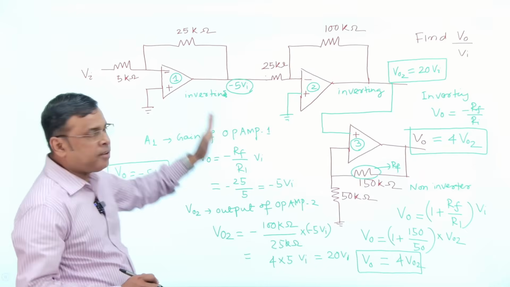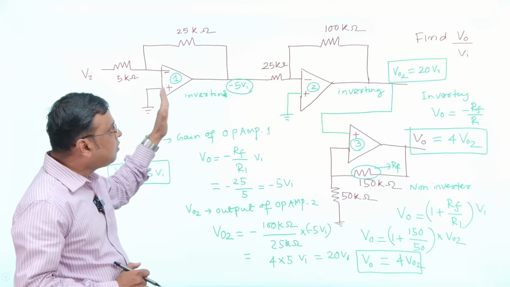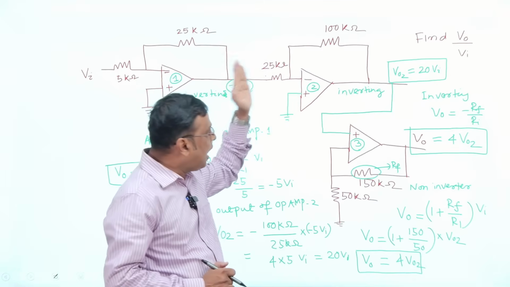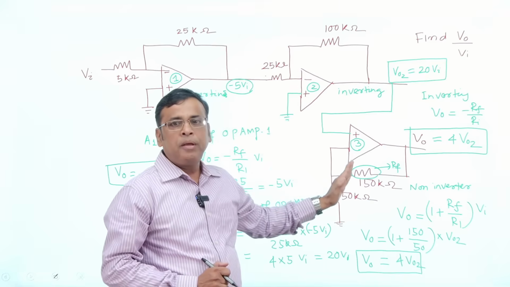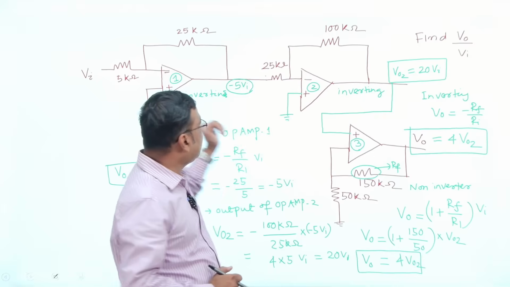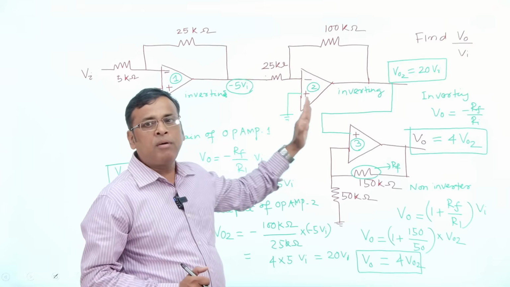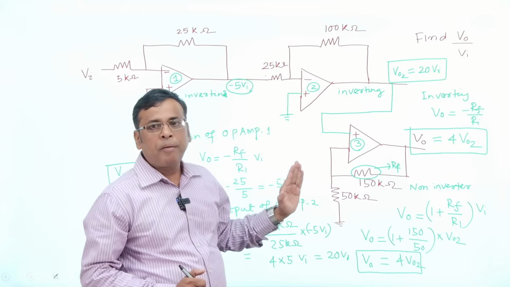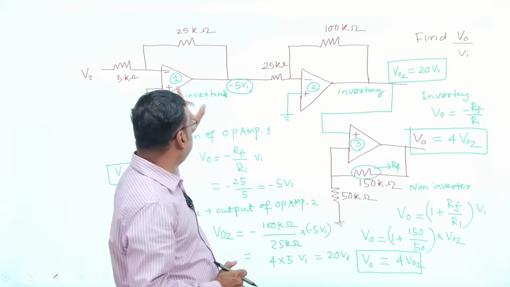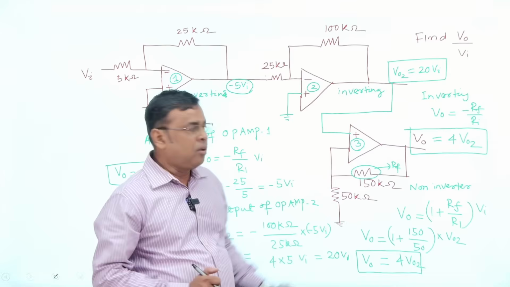There are three operational amplifiers in cascade. Cascade means series. Output of op-amp 1 is connected to the input of the second one. Output of op-amp 2 is connected to the input of the third one. The three op-amps consist of two inverting and one non-inverting.